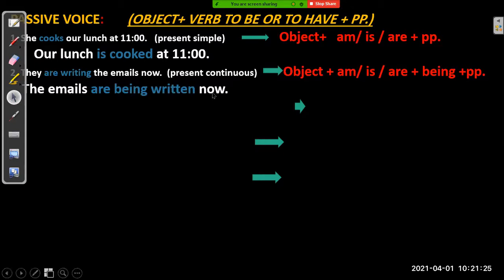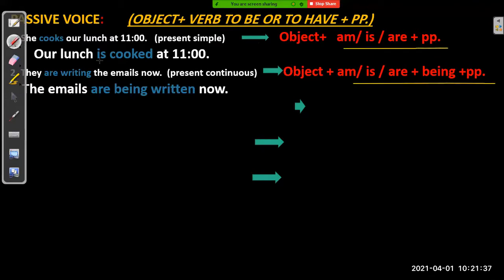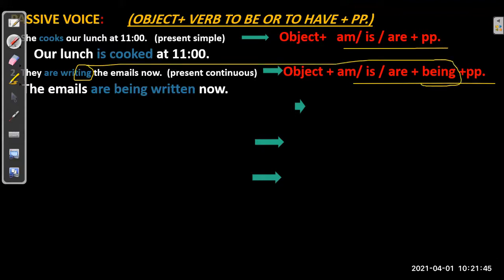Okay, so this one is present continuous. Object plus is or are being plus past participle. Just compare the first and the second one. Here: is or are plus past participle. Here: is or are being plus past participle. Now the being is instead of the ing here. So instead of ing we use being.